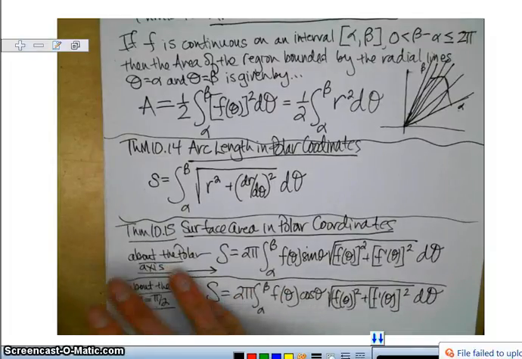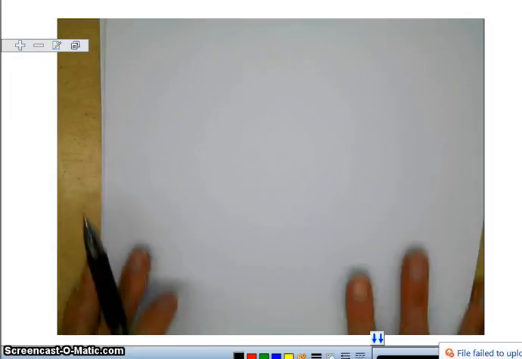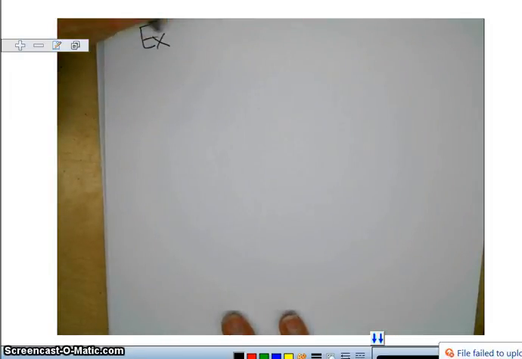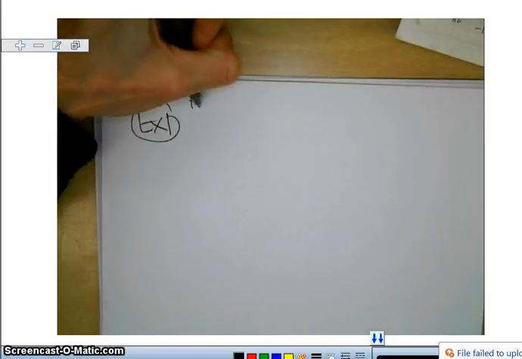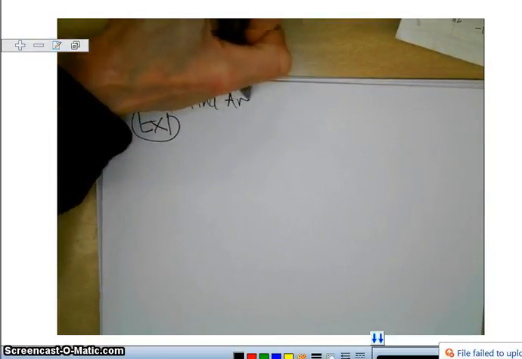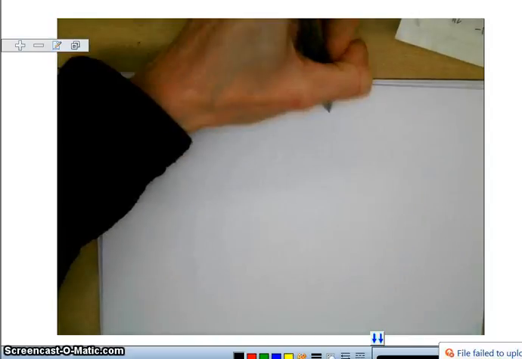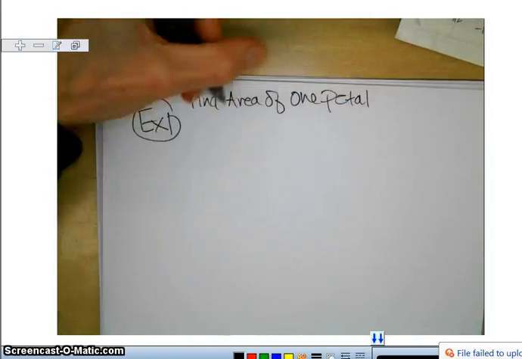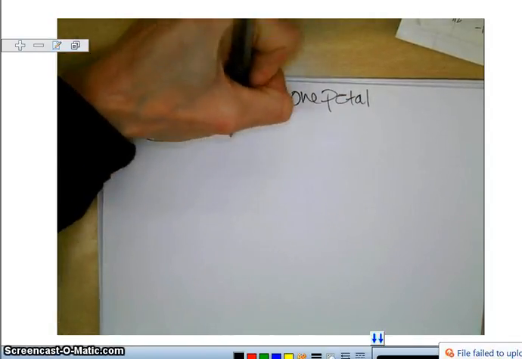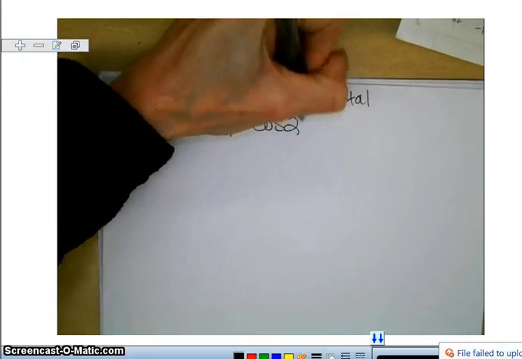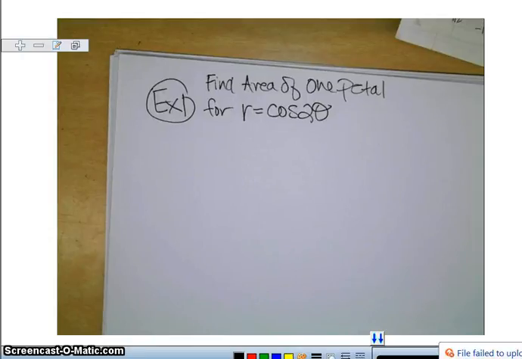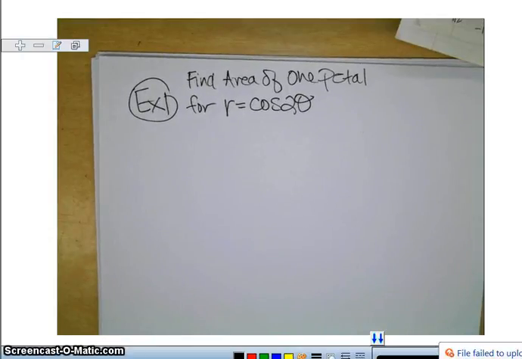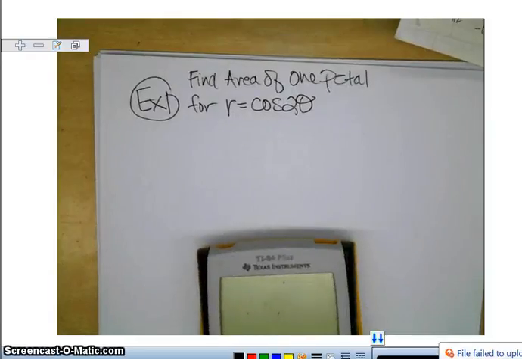All right, so example number 1. Find the area of one petal for r equals cosine 2 theta. Find the area of one of the petals of r equals cosine 2 theta. All right, so first thing we have to do, we have to look at the graph of this.